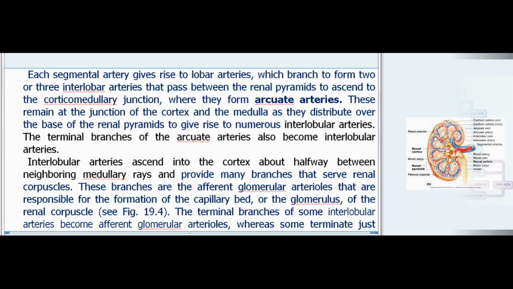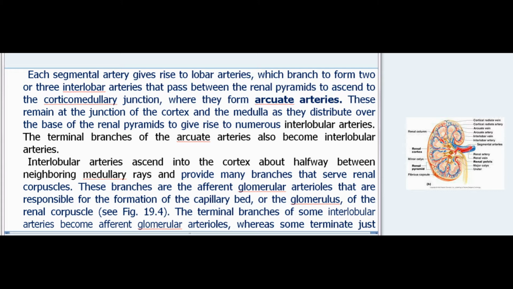Each segmental artery gives rise to lobar arteries, which branch to form 2 or 3 interlobar arteries that pass between the renal pyramids to ascend to the corticomedullary junction, where they form arcuate arteries. These remain at the junction of the cortex and the medulla as they distribute over the base of the renal pyramids to give rise to numerous interlobular arteries. The terminal branches of the arcuate arteries also become interlobular arteries.